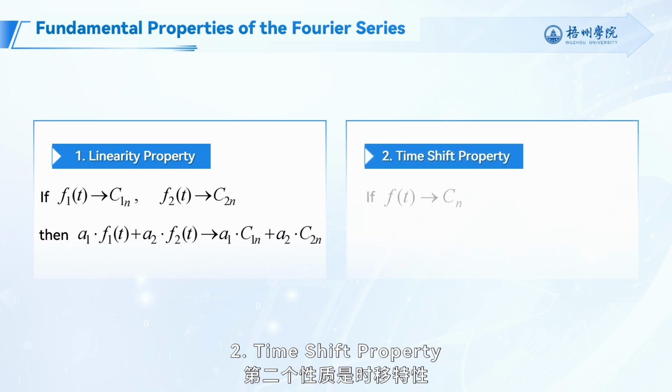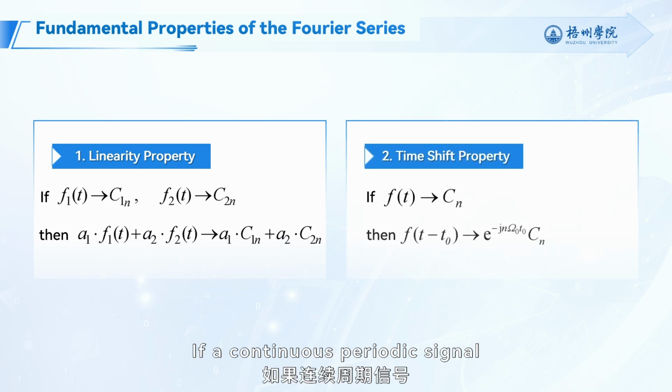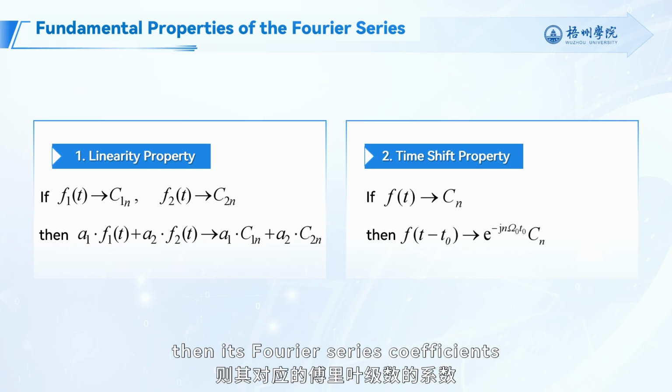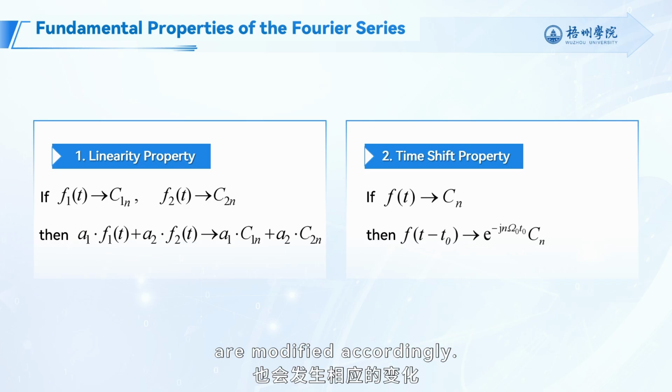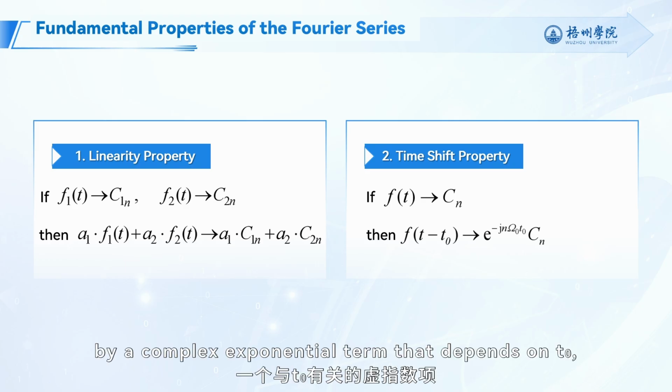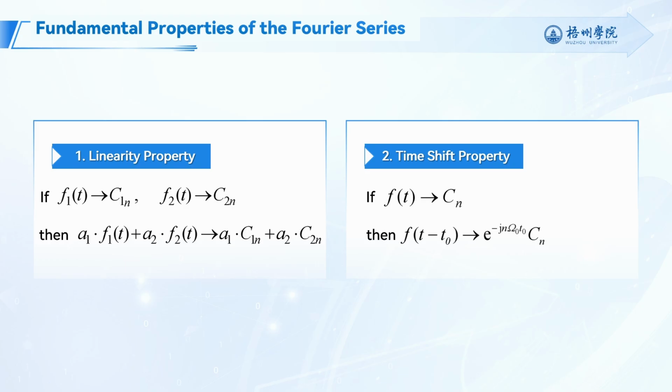2. Time shift property. If a continuous periodic signal is delayed in the time domain by t0, then its Fourier series coefficients are modified accordingly. Specifically, each coefficient Cn is multiplied by a complex exponential term that depends on t0, as shown in the formula.